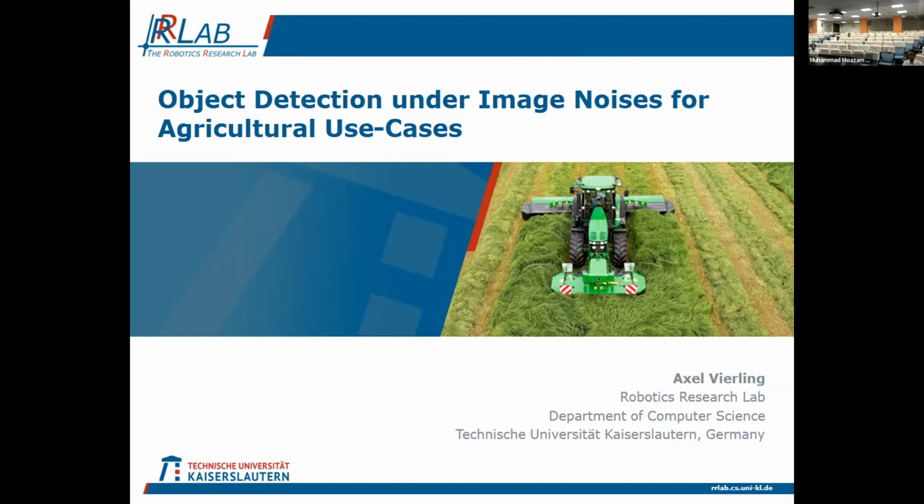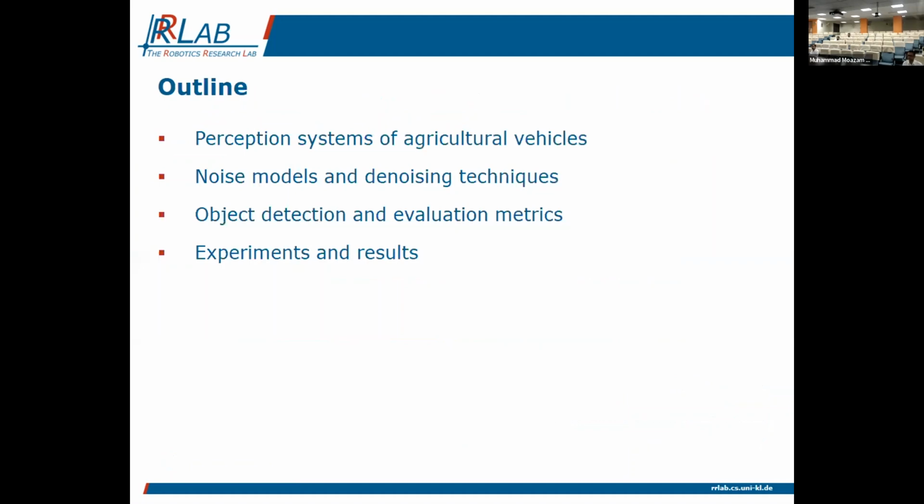I will fill in every question. The topic that we have prepared for you today is our recent work about object detection under image noise, and specifically for agricultural use cases. I will be talking about the perception systems that are mounted on agricultural devices in practice and what problems they face. And spoiler alert, the problem they are most likely to face is noise, unwanted noise values in the images they detect. This will be our motivation to talk about noise models.